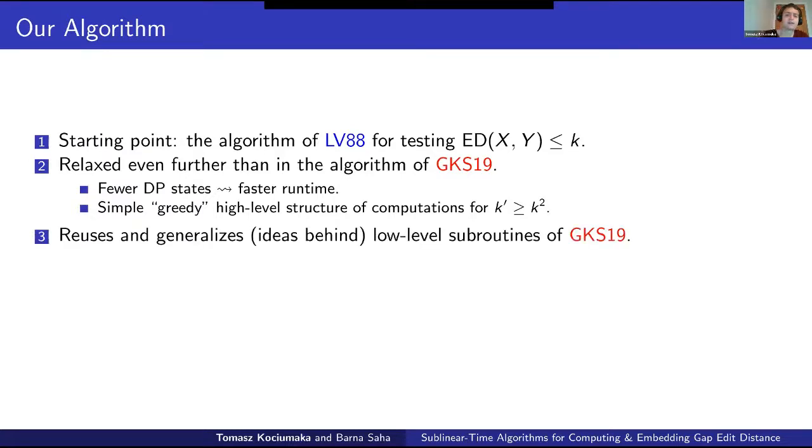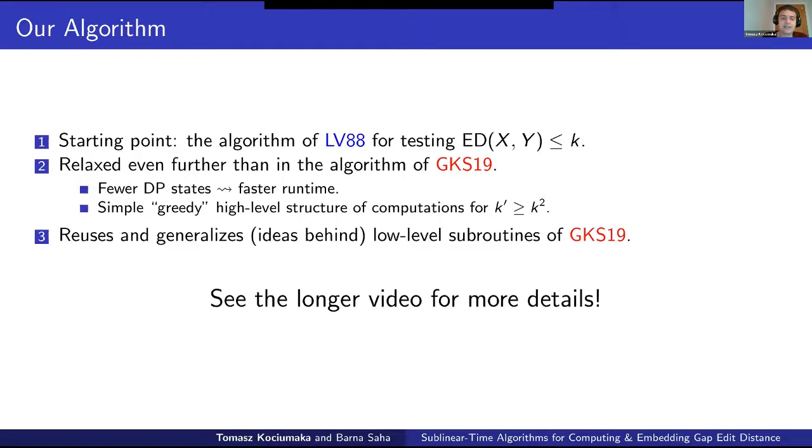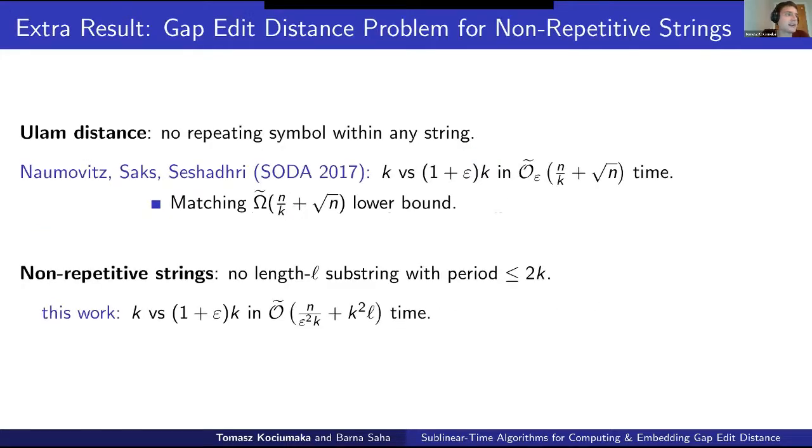In terms of low-level implementation, we reuse, but also significantly generalize, the ideas behind the low-level subroutines of the previous work. And a much more detailed outline of our algorithm, along with how it builds up on these previous works, is in the long video about this talk, so please check that out later on. In the remaining 2 minutes, I want to cover the extra results we have in the paper. We have 2 of them.